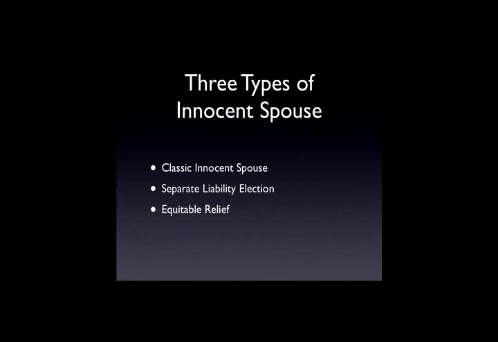The third type of innocent spouse is what's called equitable relief, and that means essentially that even though you don't qualify for one of the first 2 types of innocent spouse relief, it's unfair to hold you responsible, or it would create an economic hardship to force you to pay. That means you don't have the means to repay the liability, and that's a key factor in equitable relief.